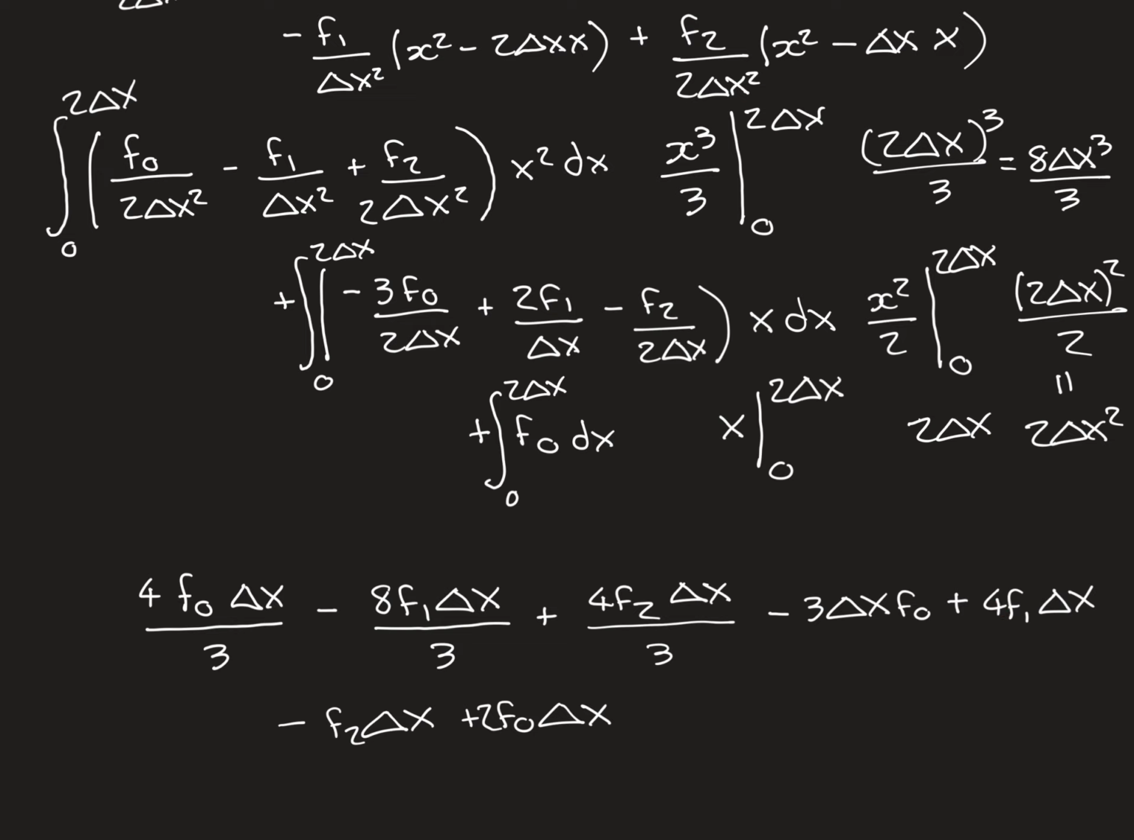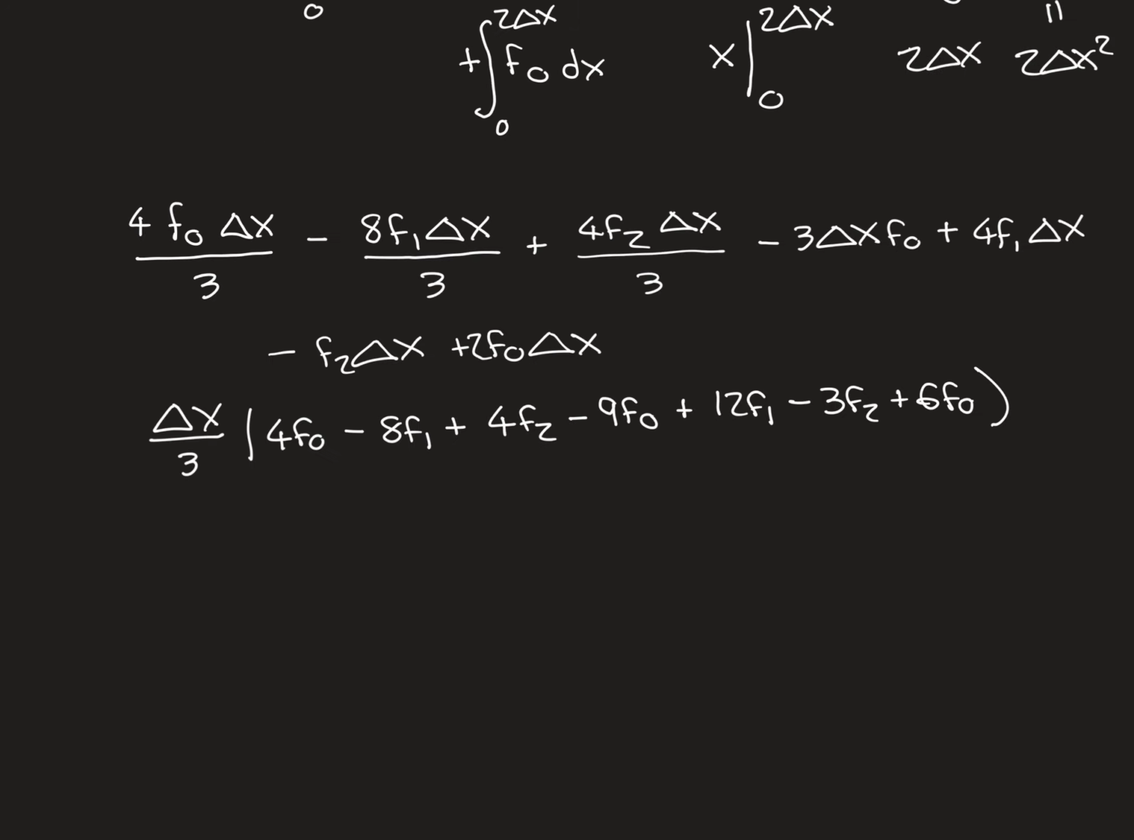This bit here now, so the 2 delta x squared will cancel with the 2 delta x, we're just going to get delta x, so we'll get minus f2 times delta x. And then finally we've got f0 times this thing, which is just 2 f0 delta x. And this is the point where I pray I haven't made a mistake, so let's look at this further.